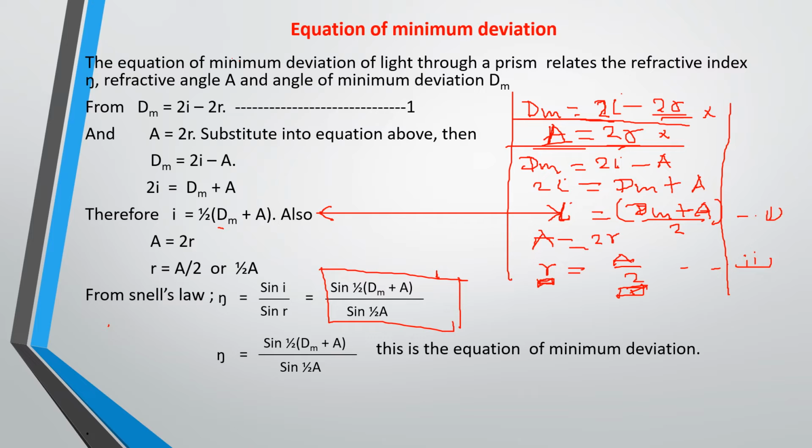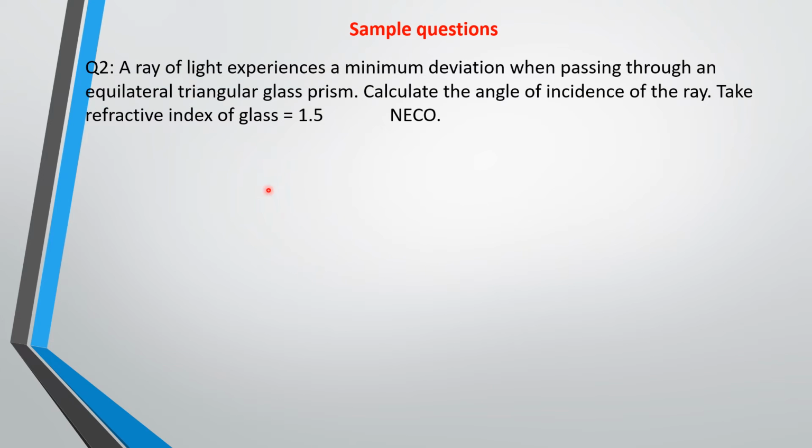Okay, so let's go and solve some problems. So here we are. A ray of light experiences a minimum deviation when passing through an equilateral triangular glass prism. You see it, equilateral triangular glass prism. So from here you just know that the refracting angle of this glass is 60 degrees. They say calculate the angle of incidence of the ray. Take the refractive index of glass to be equal to 1.5.